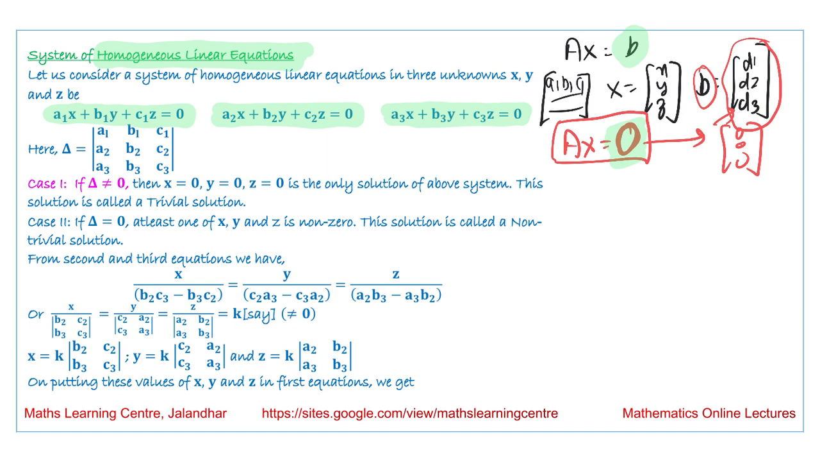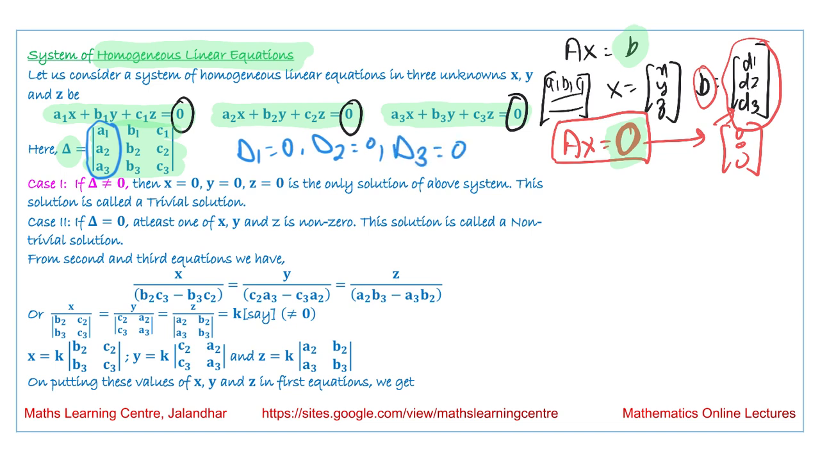So the constant terms over here are 0. So clearly the value of delta we have is the determinant a1, b1, c1, a2, b2, c2 and a3, b3, c3, and the values of delta 1, when we replace this column with 0, 0, 0, will be 0, delta 2 will be 0 and delta 3 will be 0.